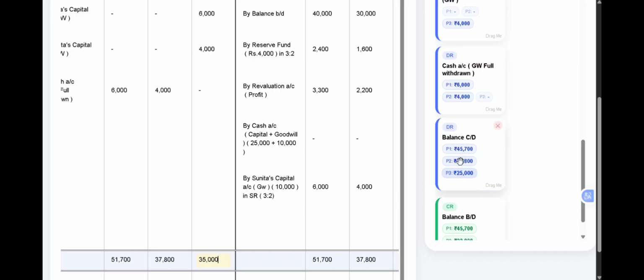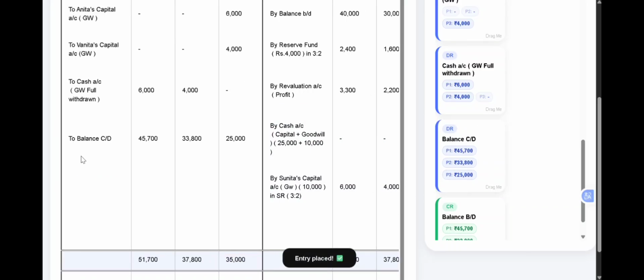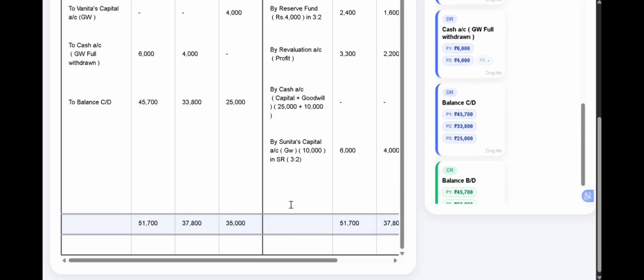For Anita, it is 45,700. For Vanita, it is 33,800. And for Sunita, it is 25,000. So this balance should be brought on for the next period. So we have to bring it down, which will be the opening balance for the next year. And this will be the new capital which has to be transferred to the balance sheet.